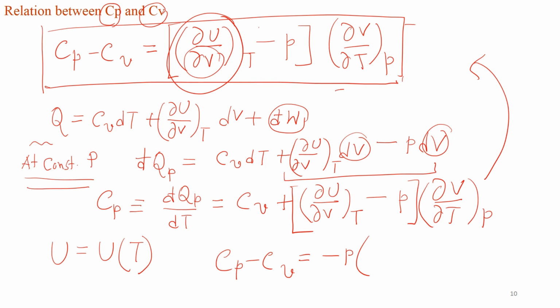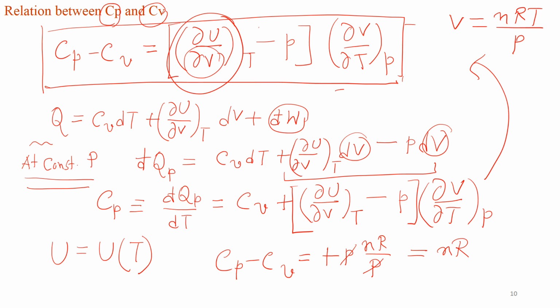Now, what is (∂V/∂T)_P? At that point, we can use the ideal gas equation. We can write V as nRT by P. So, (∂V/∂T)_P will be nothing but nR by P. So, this will be nR by P with a negative sign that makes the total thing as positive. So, this thing gets cancelled. So, Cp minus Cv is nothing but nR.